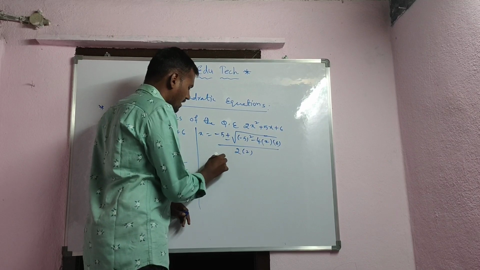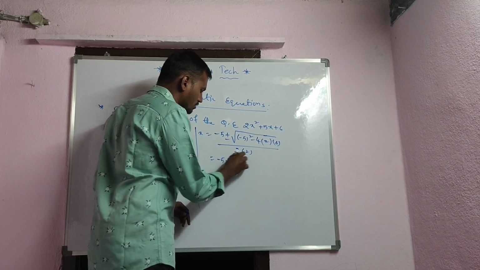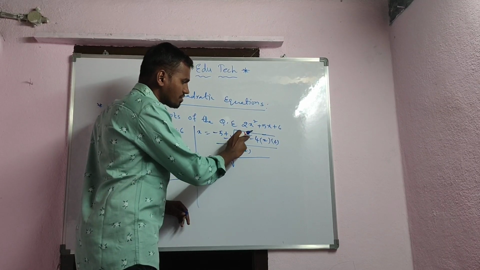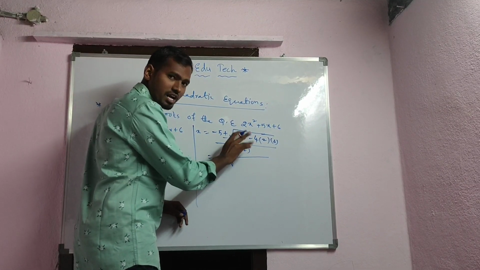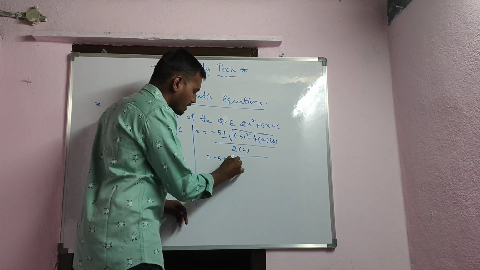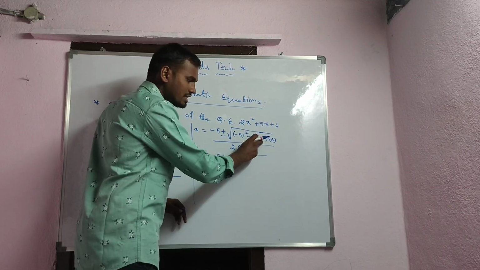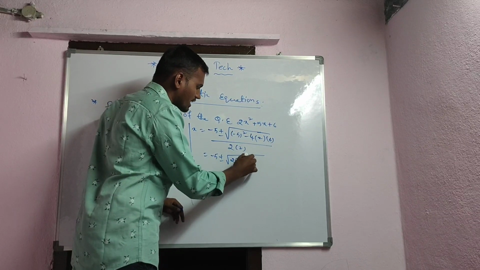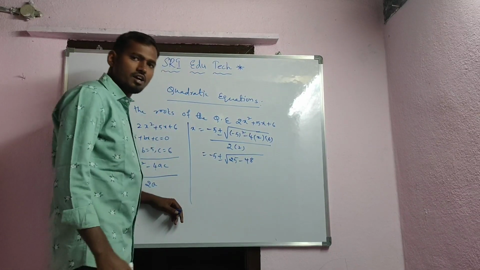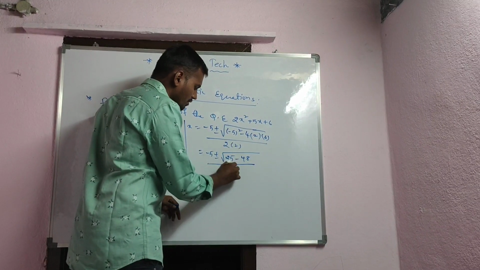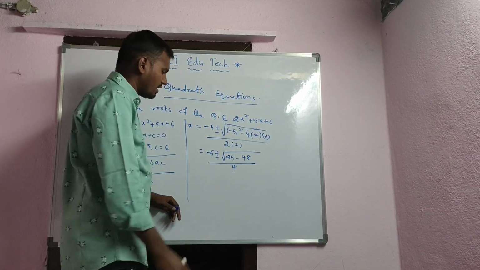See, minus 5 plus or minus under root of, minus 5 whole square means 5 square means 25, minus 4ac. See, 4 2s are 8, 8 6s are 48. 8 6s are 48. Right? By 2 2s are 4. Okay? Right? Let us do it.